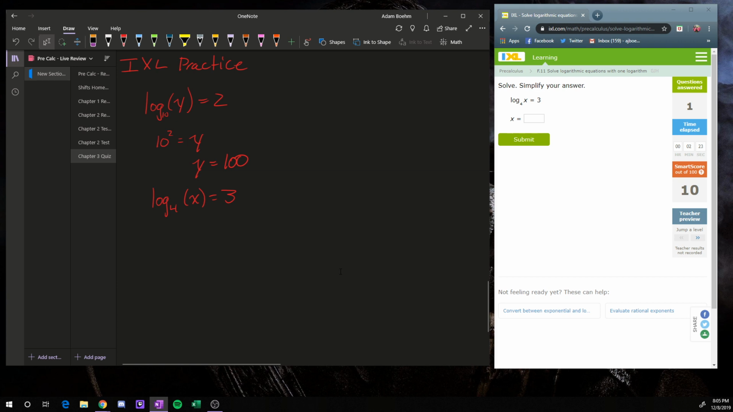And this next one, log base 4 of x is equal to 3. Again, if we rewrite this in exponential form, that can be written as 4 to the third power is equal to x. So that is 64 is equal to x. Again, log w is equal to 2, rewrite that in exponential form. So we get 10 squared is equal to w, so w is equal to 100.